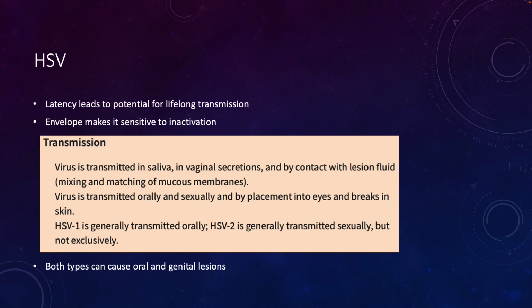Herpes simplex 1 is the one that we think of generally as oral herpes, whereas herpes simplex virus 2 is the one we typically think of as genital herpes, but that is not exclusive. Herpes simplex 1 can cause genital lesions, and herpes simplex 2 can cause oral lesions. So both types can cause oral and genital lesions, but we tend to see 1 transmitted orally and 2 transmitted sexually. And remember, 2 is also the one that is more likely to cause viremia or get into the bloodstream.